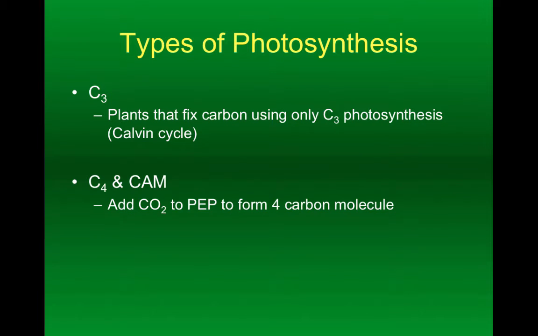But in some environments that are very hot and very dry, and where plants are very likely to have their stomata closed, there are 2 other alternatives. There are C4 plants, and there are plants called CAM plants. C4 plants and CAM plants both use a different sugar called PEP.